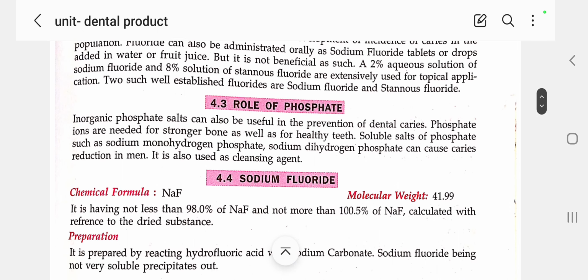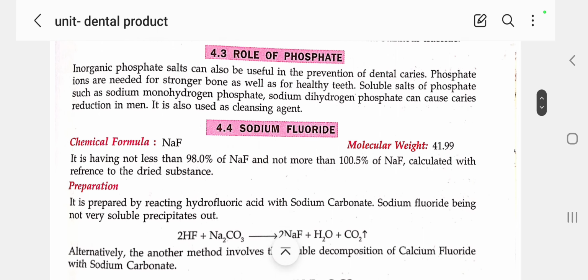Next, we'll see the role of phosphate. Inorganic phosphate salts can also be useful in the prevention of dental caries. Phosphate ions are needed for stronger bone as well as for healthy teeth. Soluble salts of phosphate such as sodium monohydrogen phosphate and sodium dihydrogen phosphate can cause caries reduction in men. They are also used as a cleansing agent. Next we'll see them one by one.